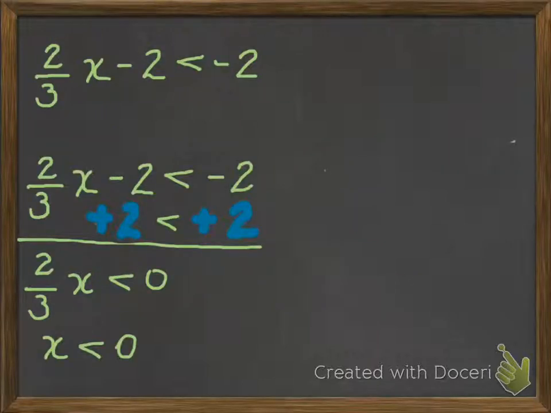So let's start with the expression that was less than -2 and solve that. First we have to add 2 to both sides, then we get 2/3 x is less than 0, and the only value of x that could make that true would be x is less than 0.